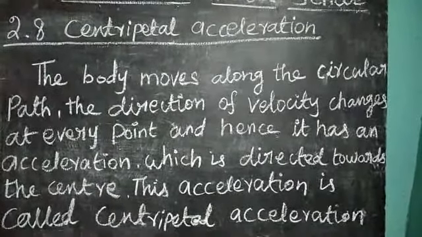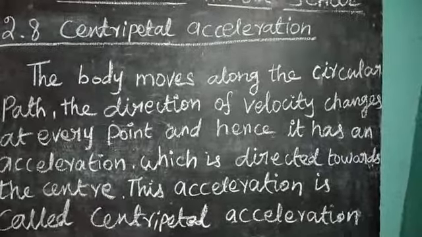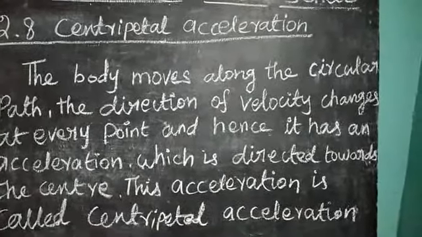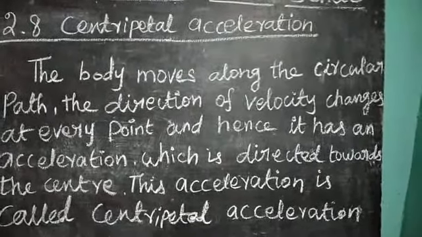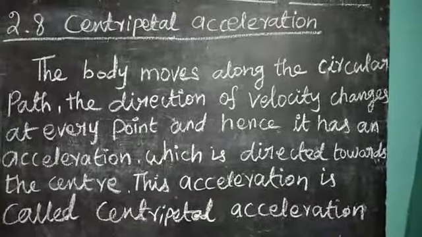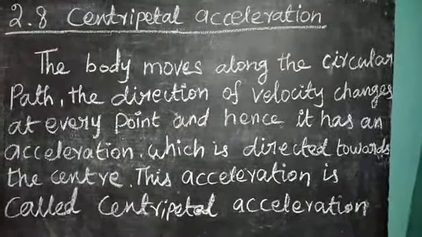Circular path means the body moves in a round circular path. Then the direction of velocity changes at every point, so the body is said to be accelerating. This is called centripetal acceleration.